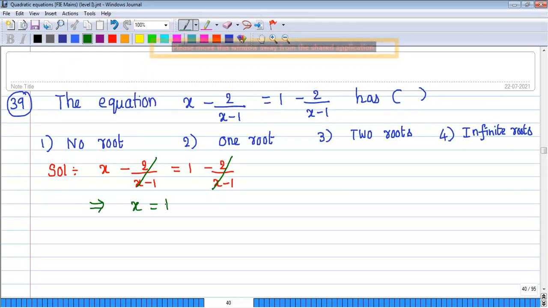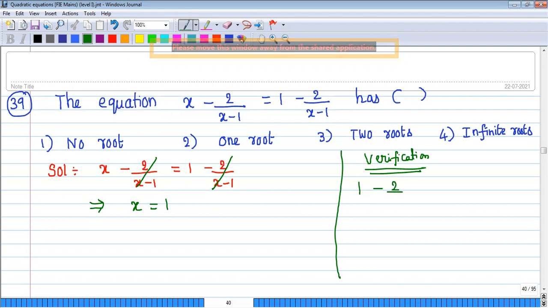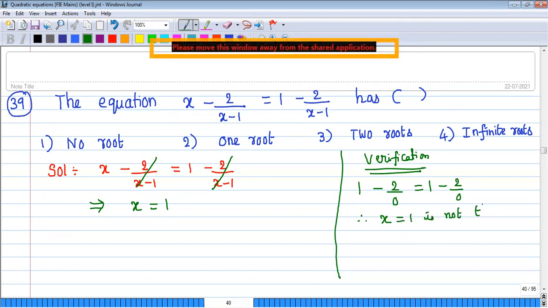Generally, we say that 1 is the root. But now, substituting x equal to 1, being a root, it must satisfy the equation. So let us do the verification now. If you put x is equal to 1 in the equation, what do you get? 1 minus 2 upon 0. This 2 upon 0 is not defined. So that means x is equal to 1 is not the root.